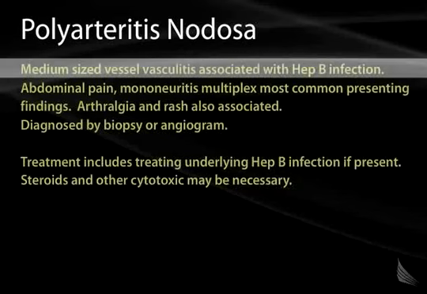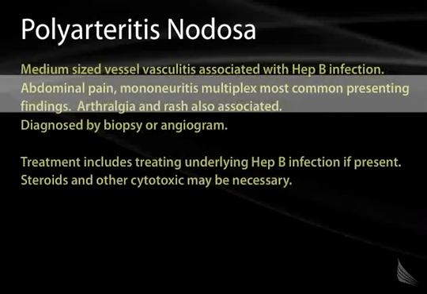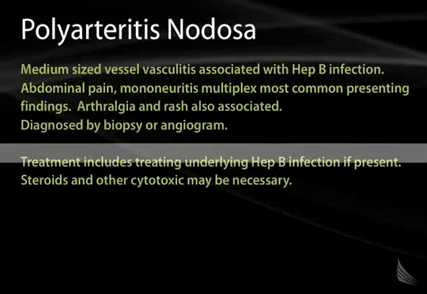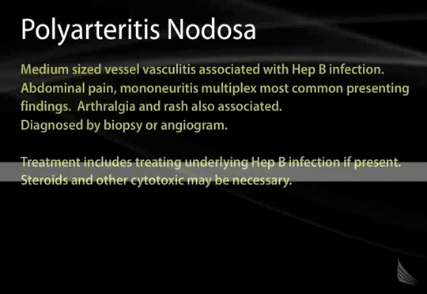Polyarteritis nodosa is a medium-sized vessel vasculitis, and it is associated with the hepatitis, specifically hepatitis B. Mononeuritis multiplex and abdominal pain can be seen in polyarteritis nodosa, as well as arthralgia and a stereotypic rash. PAN can be diagnosed by biopsy, and treatment includes treating the underlying hepatitis B infection. Steroids and other cytotoxic medications may be necessary if the visceral involvement is severe.